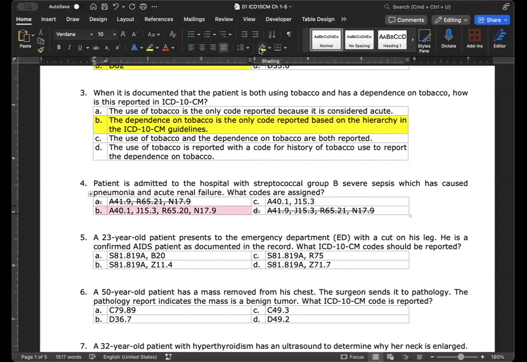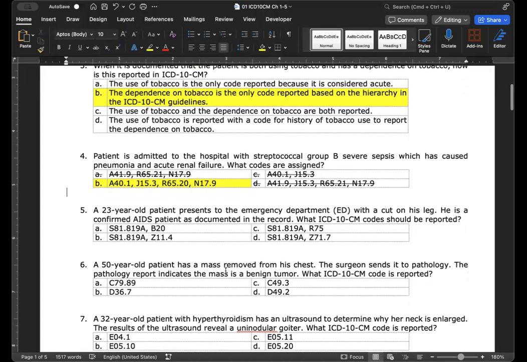Okay. So again, C has our correct codes, but it needs additional codes as well. So we always want to make sure that we're coding the full picture and not just a portion. Any questions on that one?